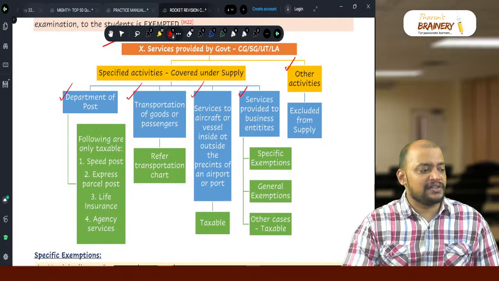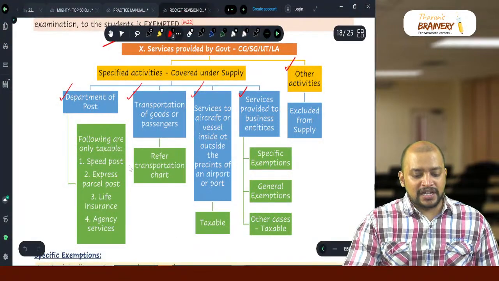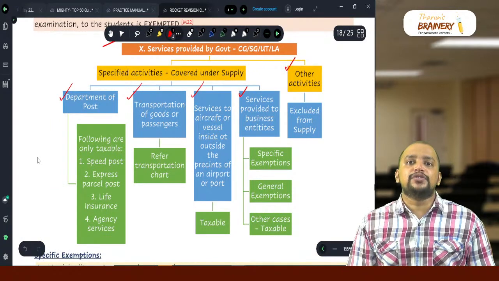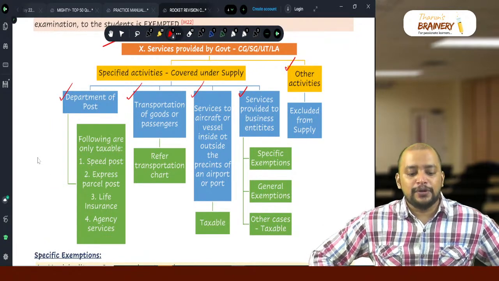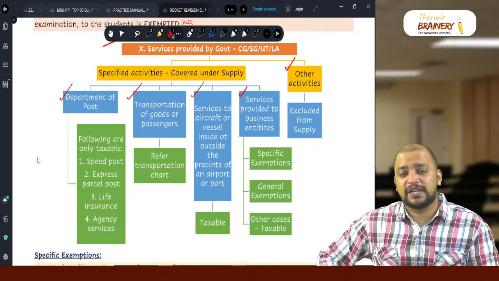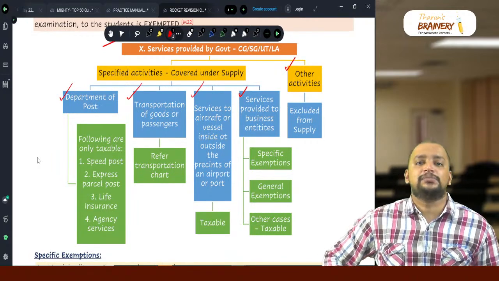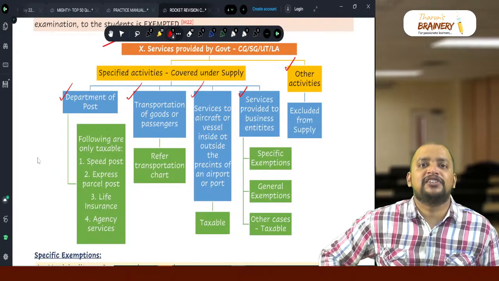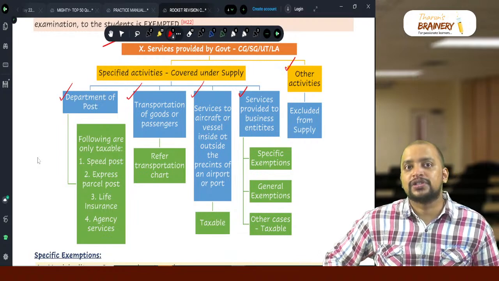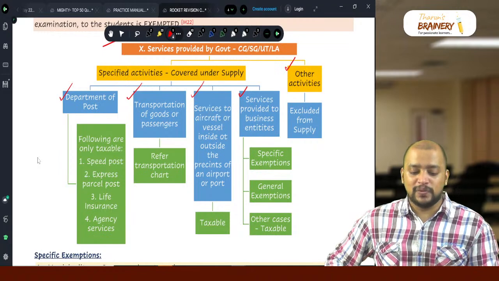In these four activities which are covered under supply, we also have a few exemptions. For Department of Post, what is exempted? All activities are exempted except speed post, express parcel post, life insurance and agency service. These four are only taxable. The remaining activities of Department of Post are exempted, like book post, registered post, money order, postcard, all those will be exempted.